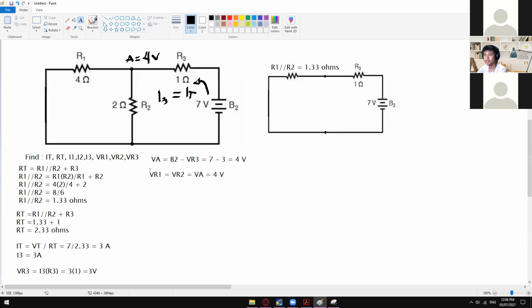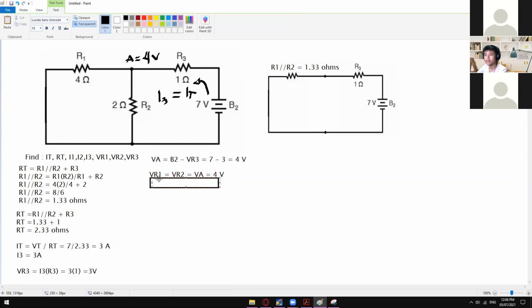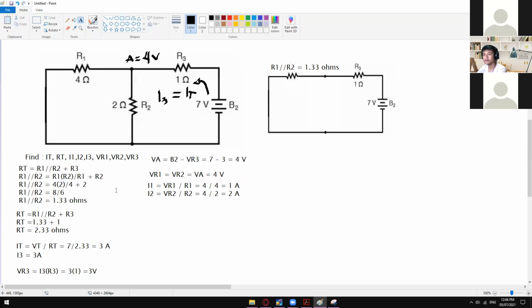So from here we can now solve for the individual values of the currents through R1 and R2, since we already have the I3 and the I total. For the I1, we need the VR1 divided by R1. So VR1 is equal to 4 volts divided by R1, which is 4 ohms. So 4 divided by 4 is equal to 1 ampere. And then I2 is equal to VR2 divided by R2, which is equal to 4 volts divided by R2, which is 2 ohms. So that gives us a value of 2 ampere. So voila, we now have everything: I total, R total, VR1, VR2 and VR3, and then the I1 and I2.